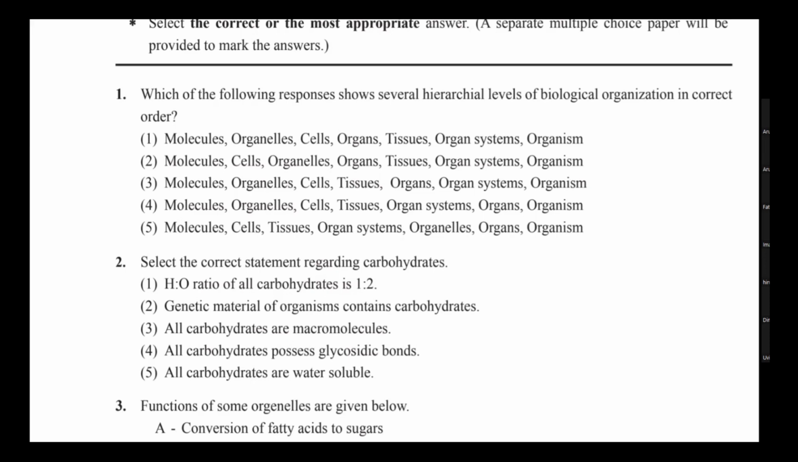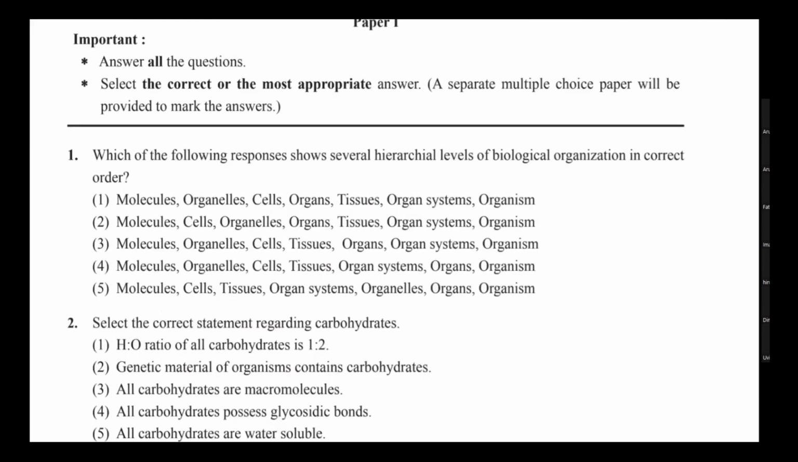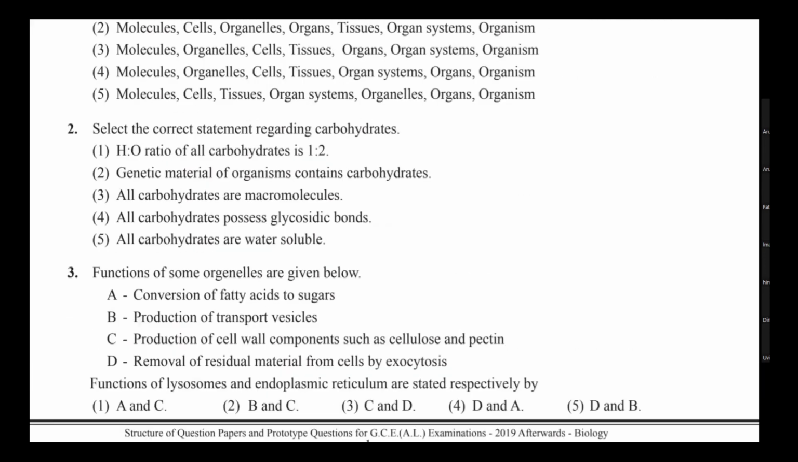Then the third question. Functions of some organelles are given below. A. Conversion of fatty acids to sugars. That is done by glyoxysomes. Then B. Production of transport vesicles. That is done by smooth endoplasmic reticulum and rough endoplasmic reticulum.